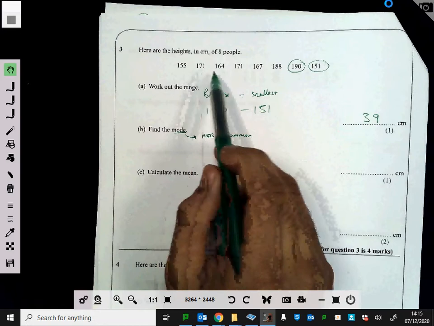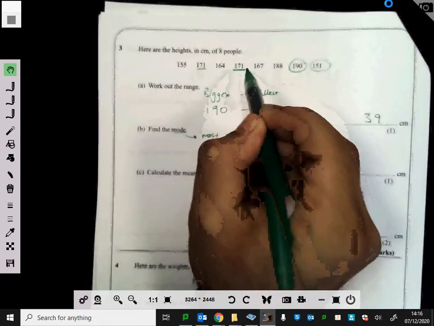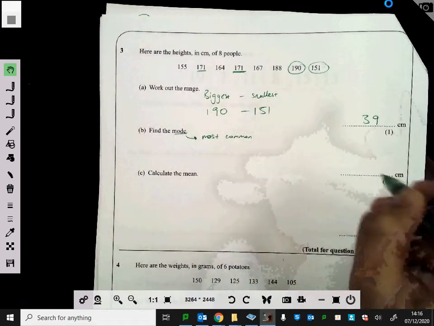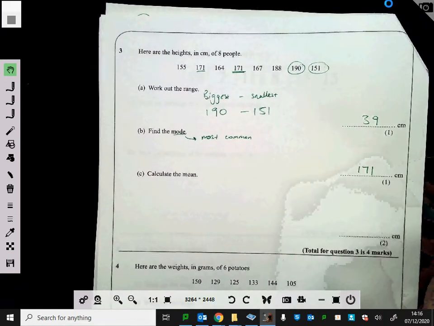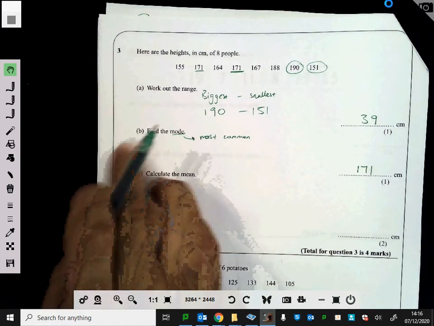In our example, there is a repeated number. There's a 171, and then there's another 171. So in our case, we do have a modal average, which is 171. But if, for example, I didn't have a repeat, then the mode wouldn't be useful.